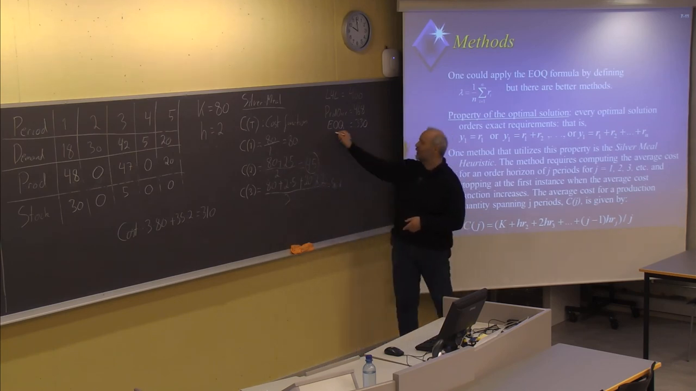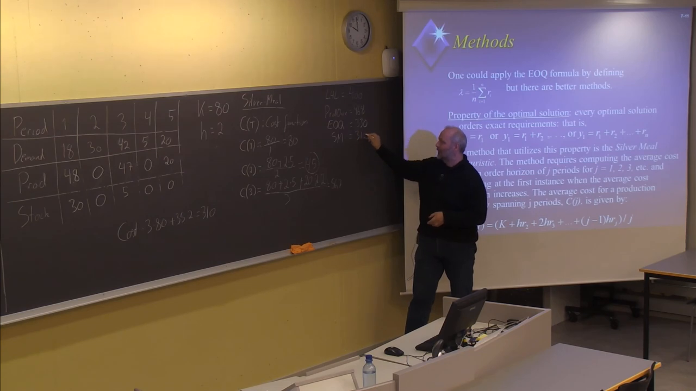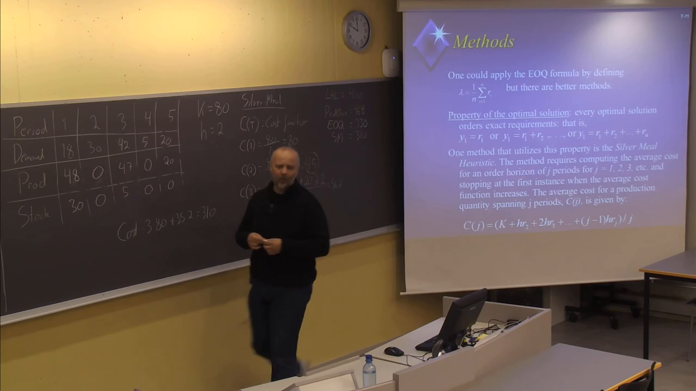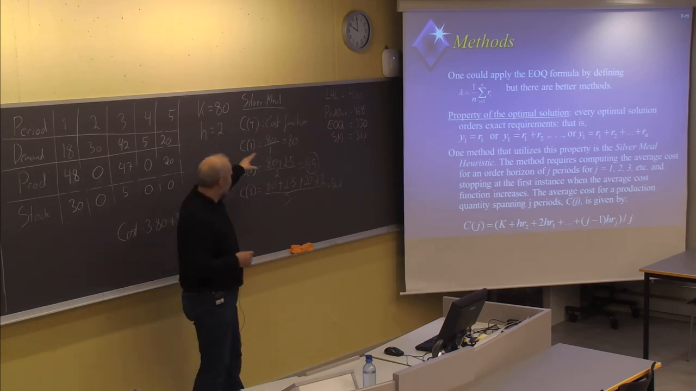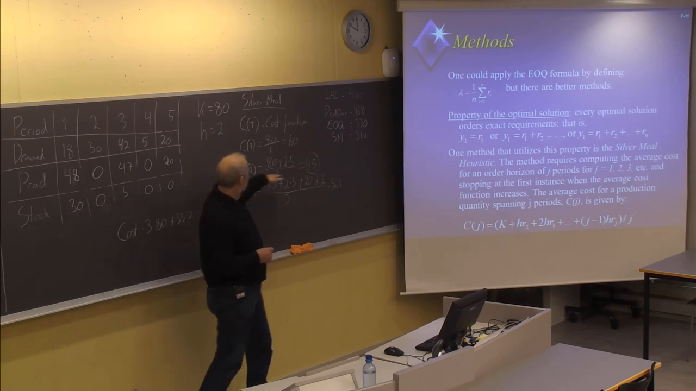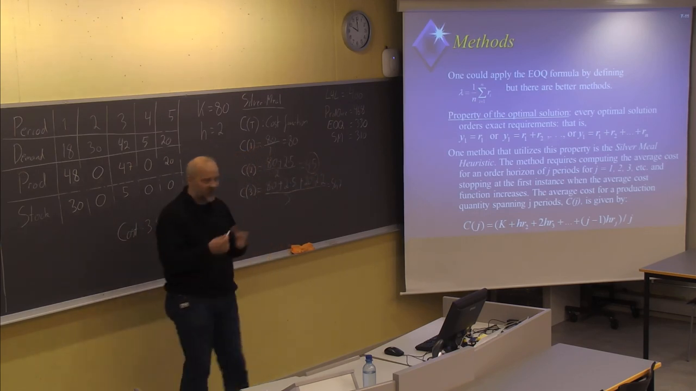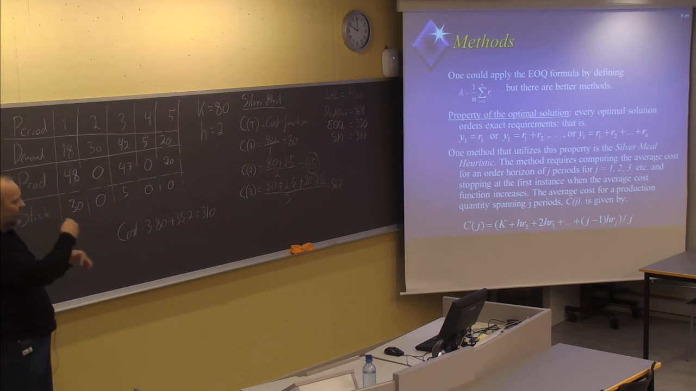So the silver meal heuristic, SM, will here find an even better solution than the EOQ or the adjusted EOQ formula, because, well, we look at the average and choose the number of periods to produce for, which will give us the lowest average value. But as mentioned, this is myopic. It looks only 1 period ahead at a time. So we cannot guarantee that this is the exact optimal solution.